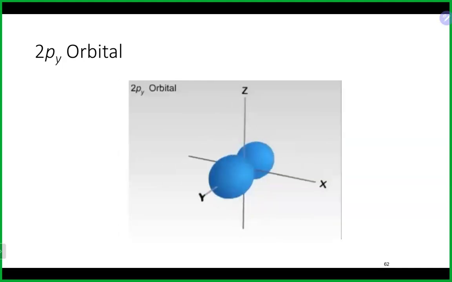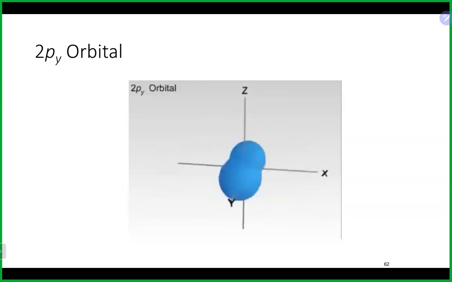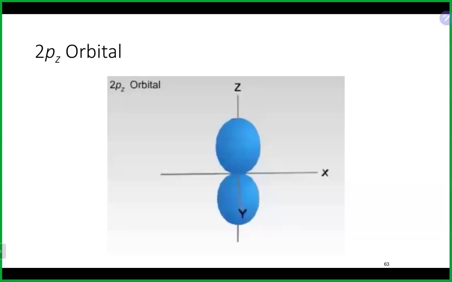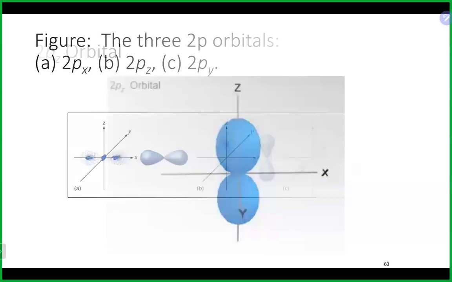Here's our y, which again looks very similar, just on the y. The 2py orbital is in the shape of a figure 8 along the y-axis. And there is our z. The 2pz orbital is in the shape of a figure 8 along the z-axis. So again, each of those could contain a maximum of 2 electrons, which gives us 6 total when we take it together. And once again, in those blue lobes is where we would probably expect to find the electrons housed in those structures.